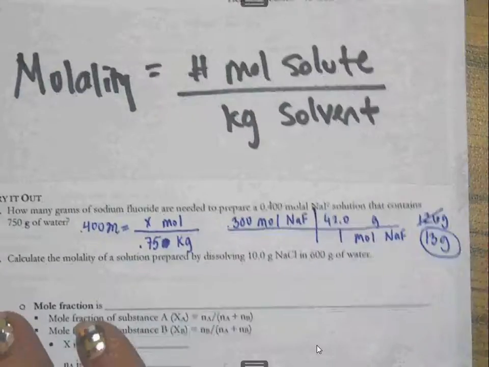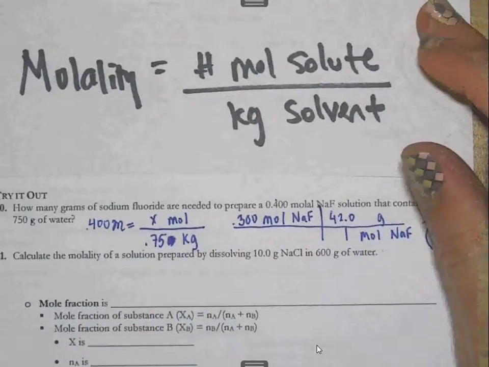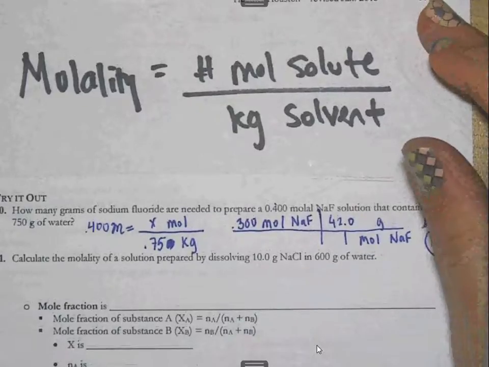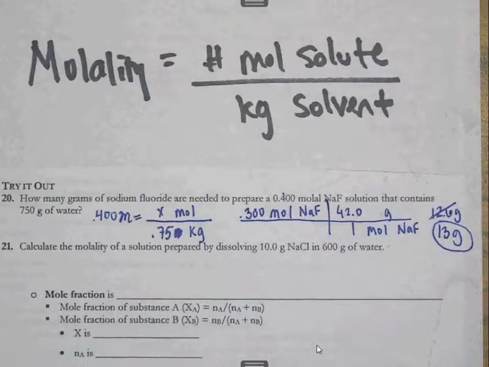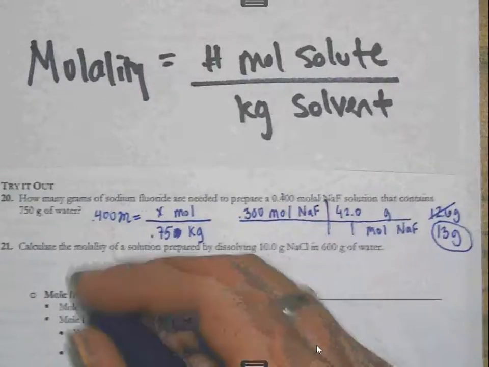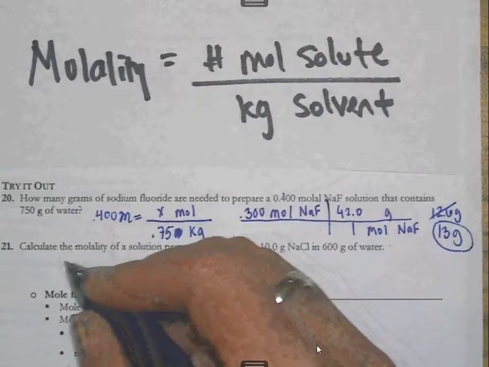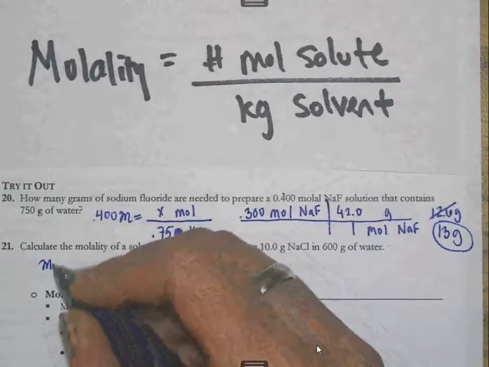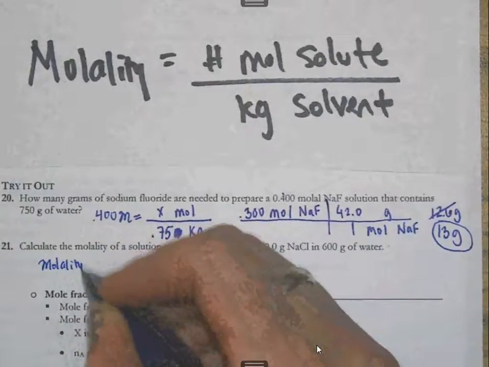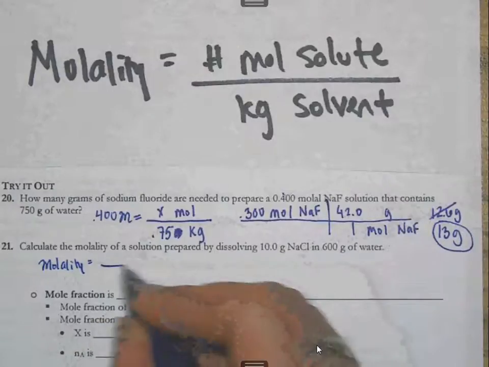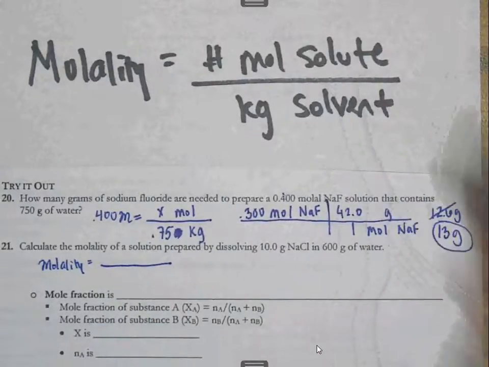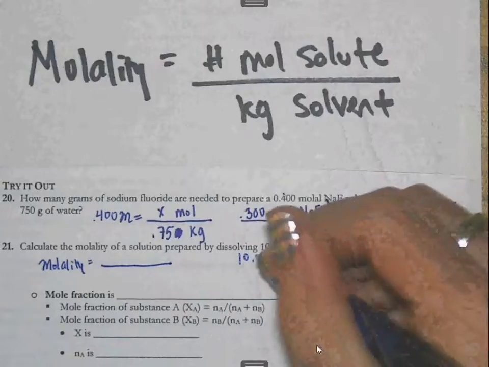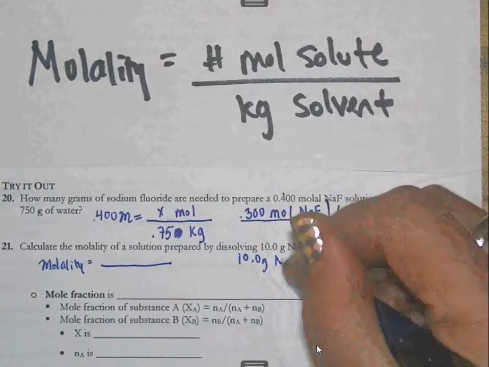Another problem is down below. It says calculate the molality of a solution prepared by dissolving 10 grams of NaCl in 600 grams of water. So this time I need to find the molality. So molality is going to be equal to, according to this, the number of moles of solute. They don't give me that. That'd be way too easy. Instead it says 10 grams of NaCl.